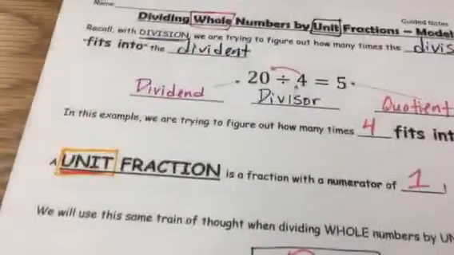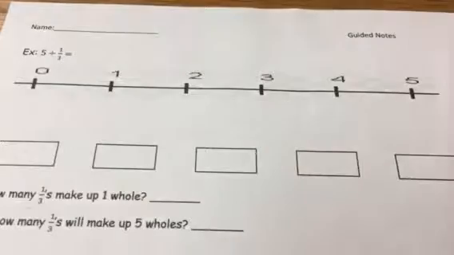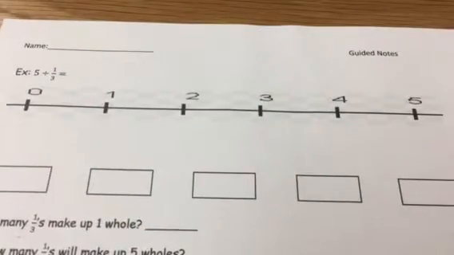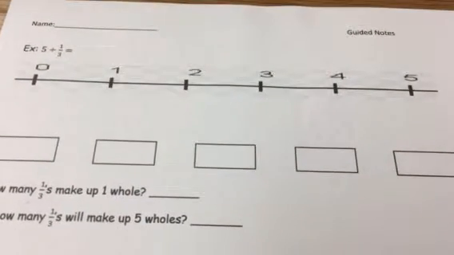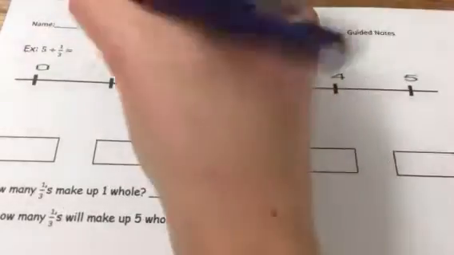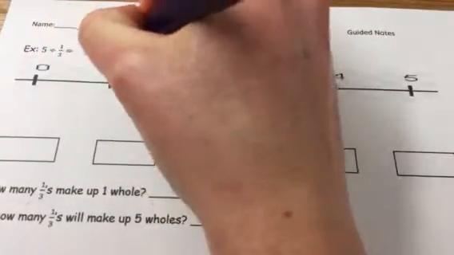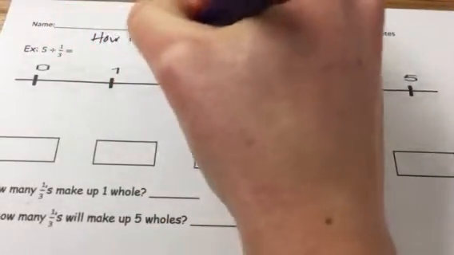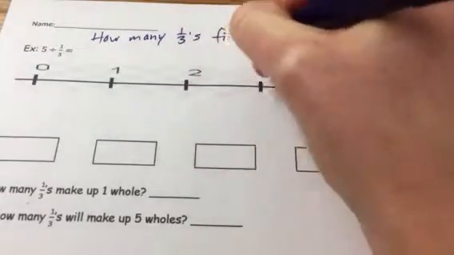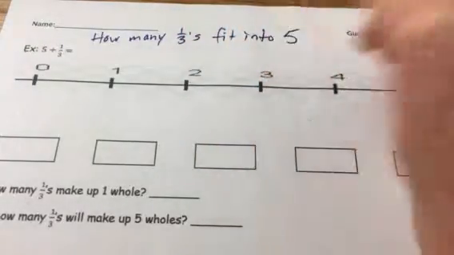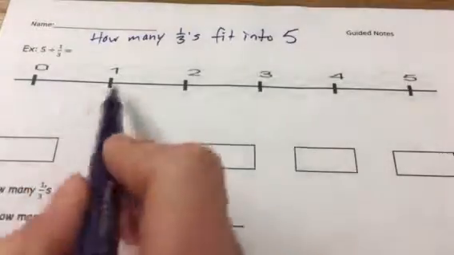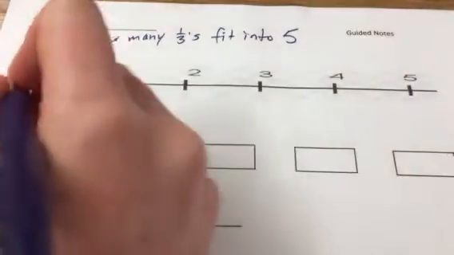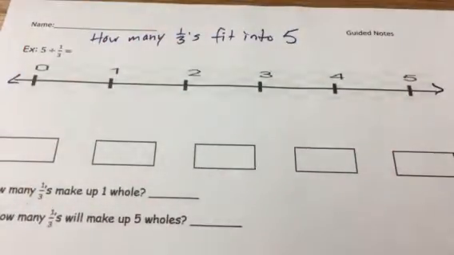Let's look at a couple more examples together. 5 divided by 1/3, we've got a number line and an area model. So what we need to figure out is how many 1/3s fit into 5. Okay, so I have 0, 1, 2, 3, 4, 5. Sorry, those should have arrows on them.